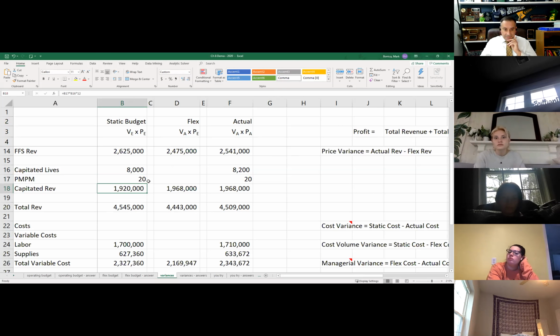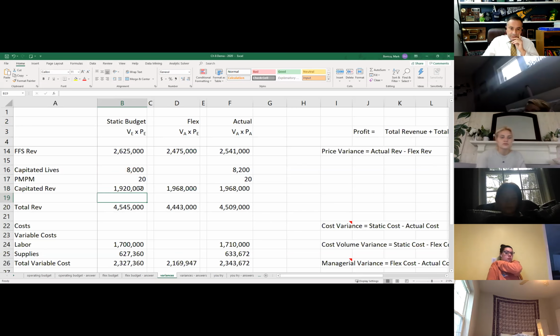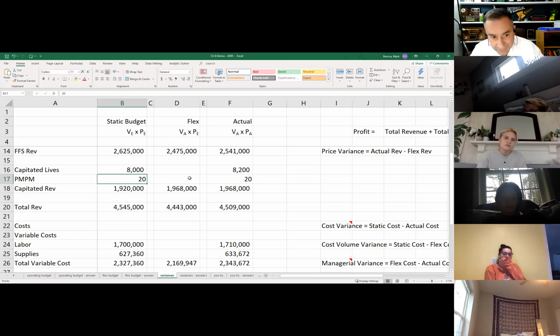So the capitated revenue is a function of the 8,000 capitated lives times the $20 per member per month times 12, because 20 times 8,000 would give us our monthly income from the insurance company. And so in order to get that to an annualized amount, you have to multiply that by 12. And so we can see here that we had an increase in the number of lives, but the same per member per month rate.